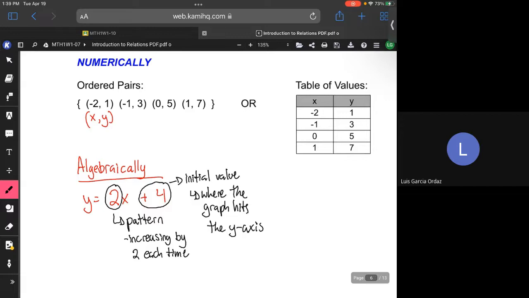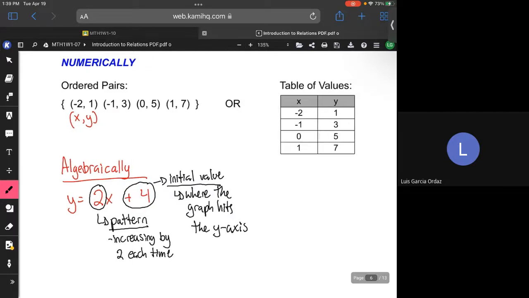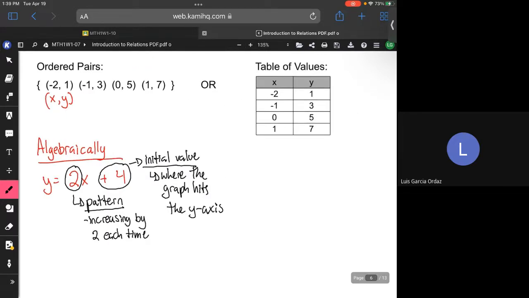So that is called my initial value. For example, if we have my table of values, we have -2, -1, 0, 1. Those are my x values. And we have my y values, which are 1, 3, 5, and 7. So we can take the pair -2 and 1, and we can make those a point on the graph.